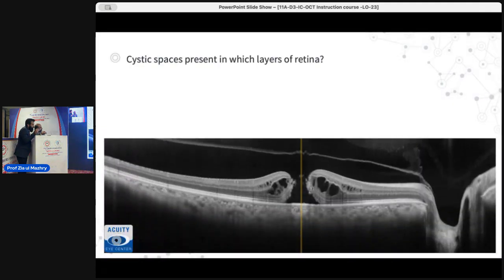These are the cystic spaces, as Dr. Laiba is saying. तो लेवल ऑफ पैथोलॉजी फोबिया, डायग्नोसिस क्या हुआ? Full thickness macular hole, a macular true hole. So we have already differentiated between pseudo hole and a true hole. ये true hole है.